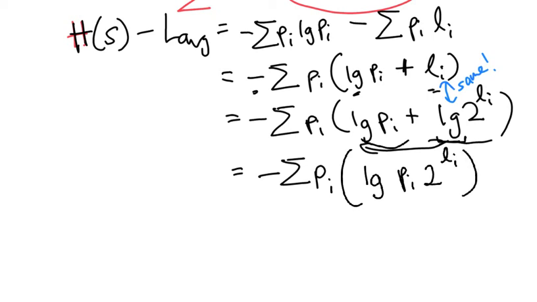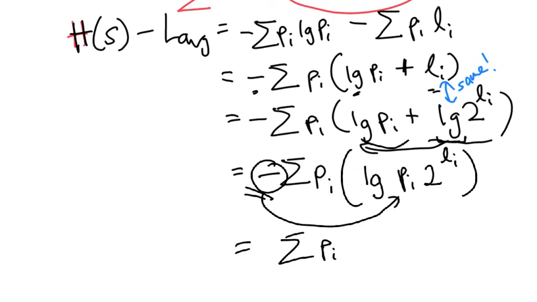Now, how to deal with this? If we bring this negative inside the logarithm, the result is this: the summation of probability times logarithm of 1 over probability_i times 2 to the L_i. This is what we have right now.